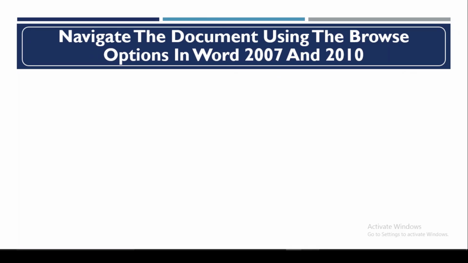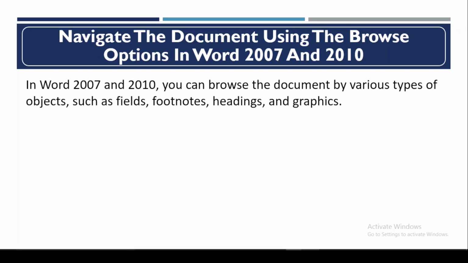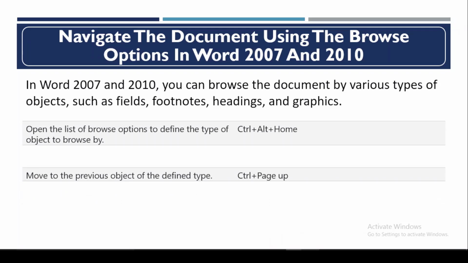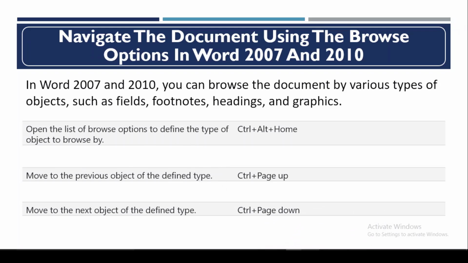Now have a look at navigating the document using the browse options in Word 2007 and 2010. Open the list of browse options to define the type of object to browse by, Ctrl plus Alt plus Home. Move to the previous object of the defined type, Ctrl plus Page Up. Move to the next object of the defined type, Ctrl plus Page Down.